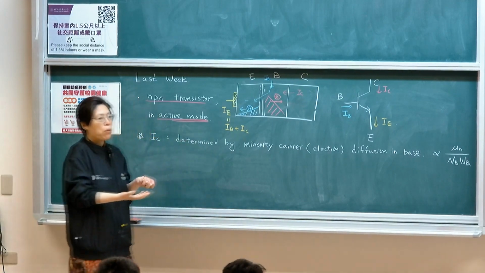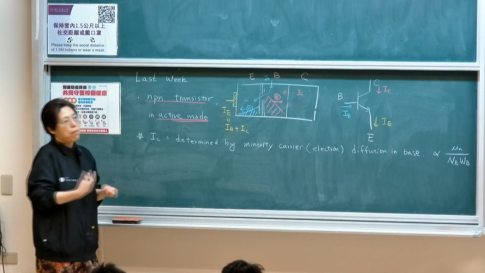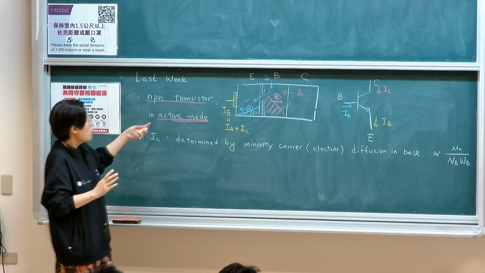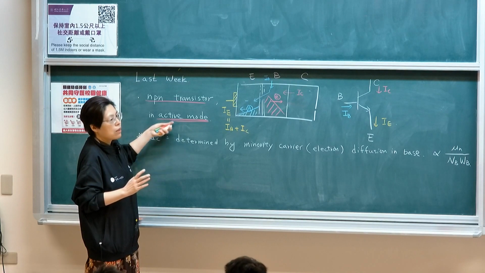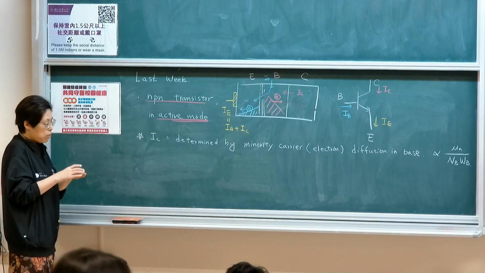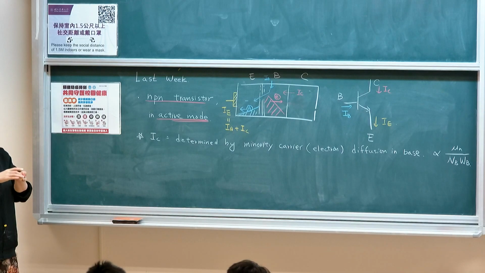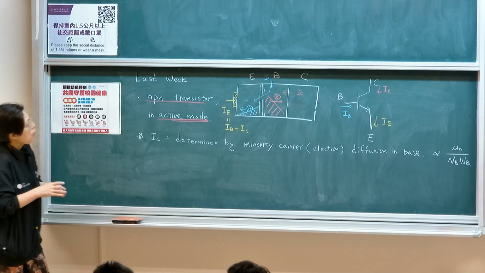For example, what happens when you reverse bias, what happens in a PNP, and what happens in saturation mode. We're going to first focus on active mode because this is the most important operation mode that you're supposed to place your device in when amplifying signals.